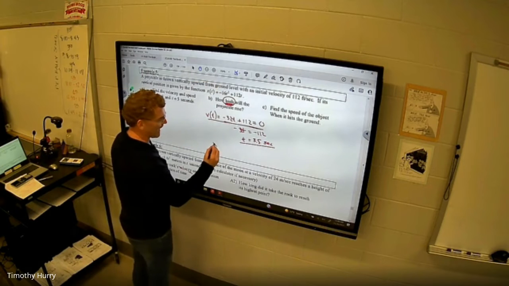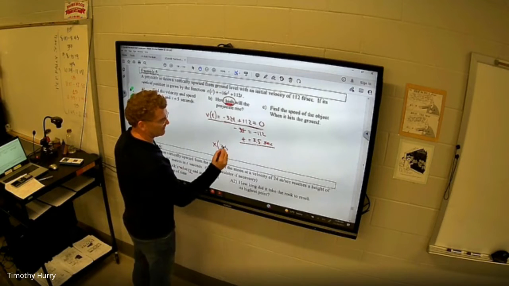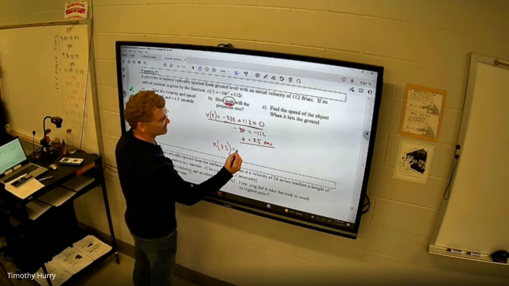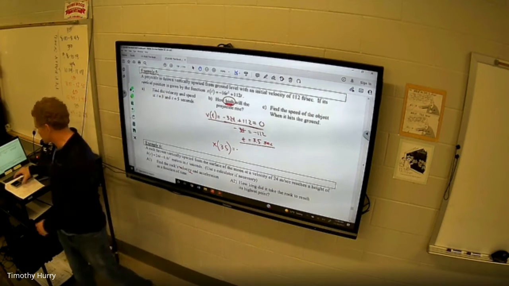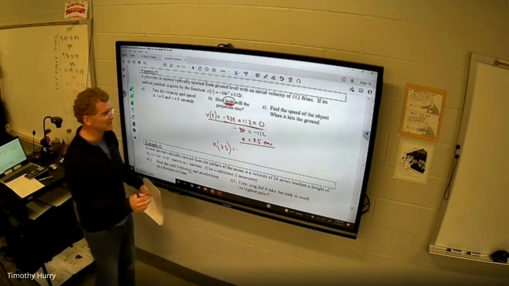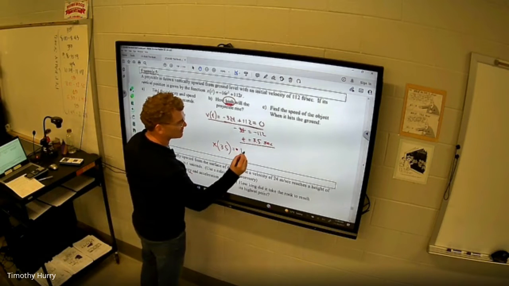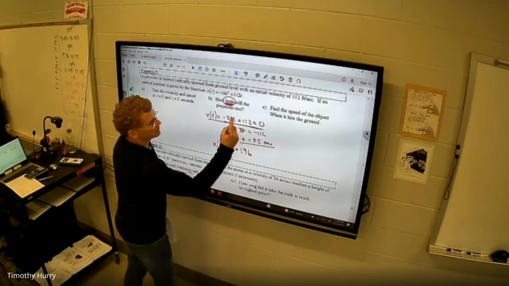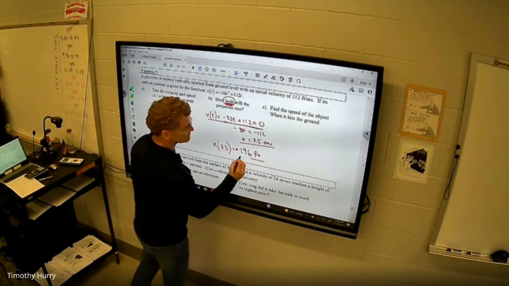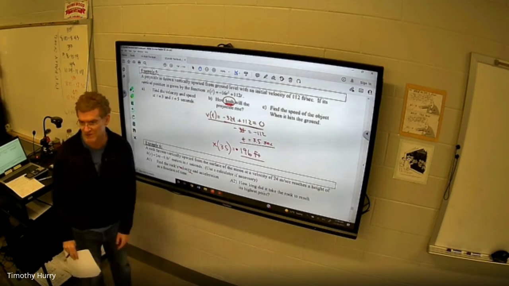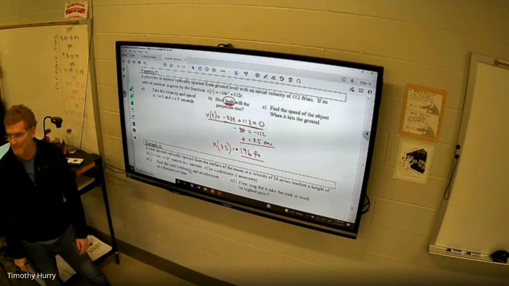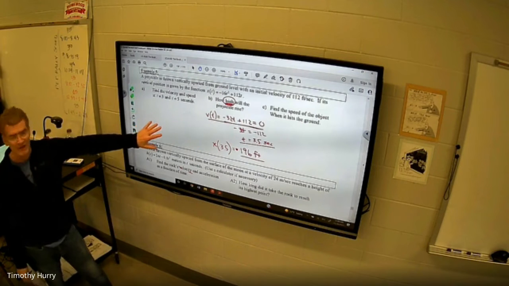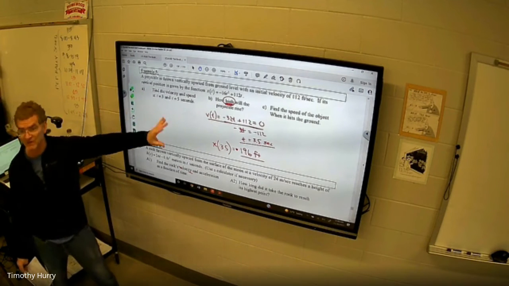So I go back and find the position at 3.5. You don't have to show the math on that. Just plug it back in manually, and you end up getting 196. We're dealing with feet. Remember how to do that, okay? Second question you need to definitely remember how to do.